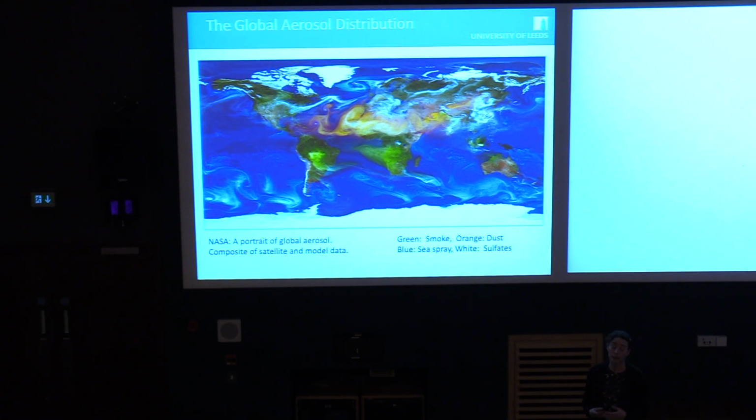So the first thing you can see is that the global distribution of aerosol is something that's very complex. It's quite a hard thing to capture within a model. In order for our model to be able to simulate this, we need to capture the processes which control and shape this distribution. And those are the processes which we've included in GLOMAP mode.